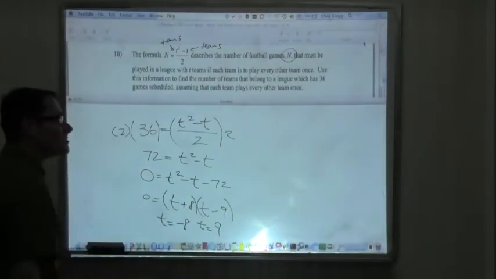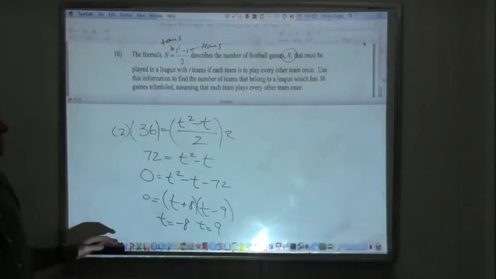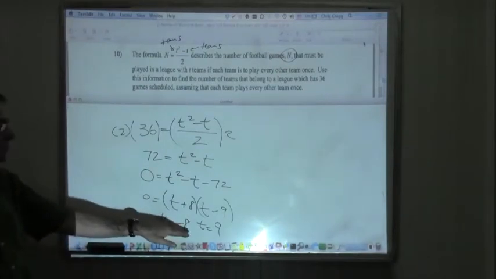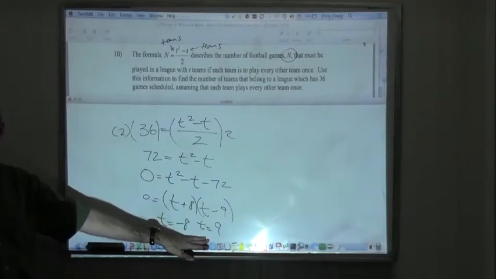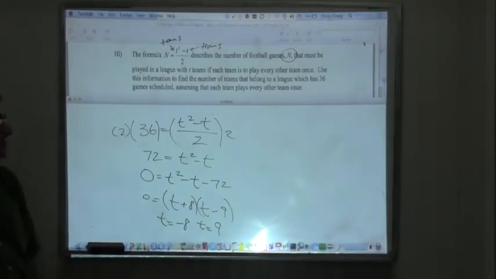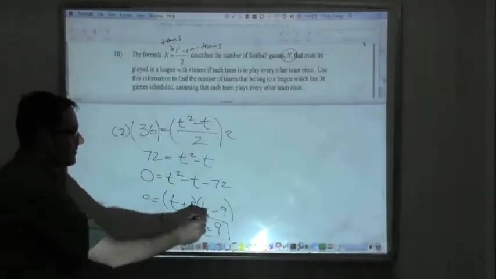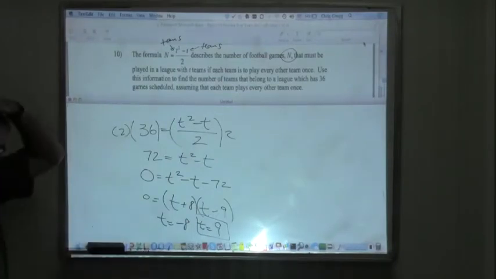equals 9. So what this means is there's either -8 teams or there's 9 teams. And in the real world, which one is the only answer? 9 teams. So if you have 9 teams, then there's going to be 36 total games played, when each team plays every other team once.